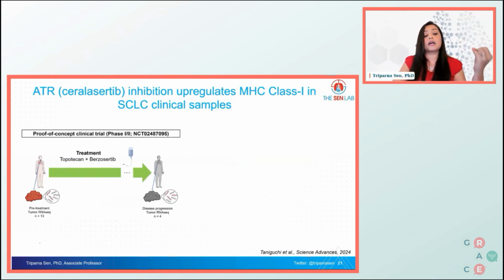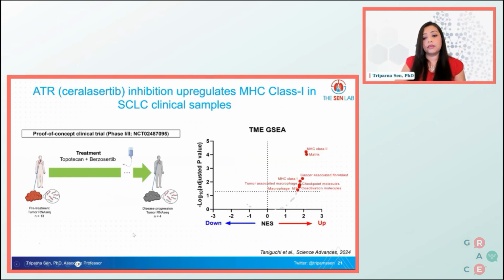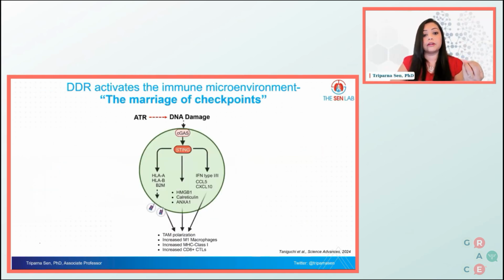And again, we could compare what we found in the mouse with clinical trials. So this is a proof of concept trial with berzosertib and with topotecan, and we were able to do RNA sequencing from these tissues. And the point is, what we found in the mouse was also confirmed in the patient samples. So this tells us that this drug is working in a similar fashion for the most part.